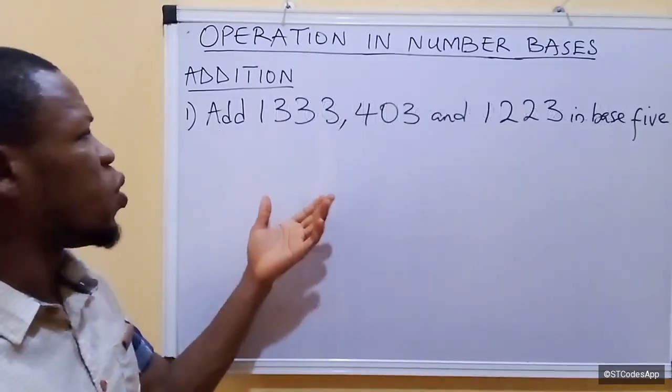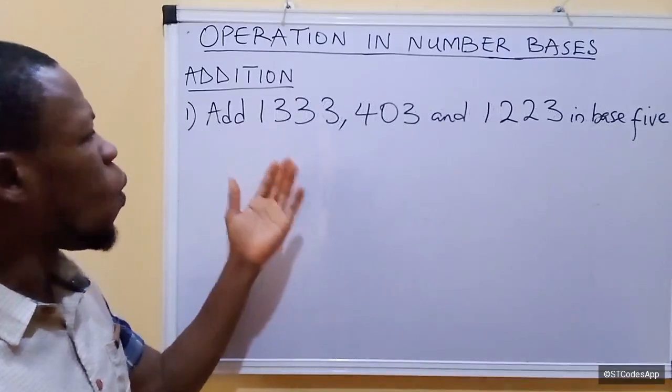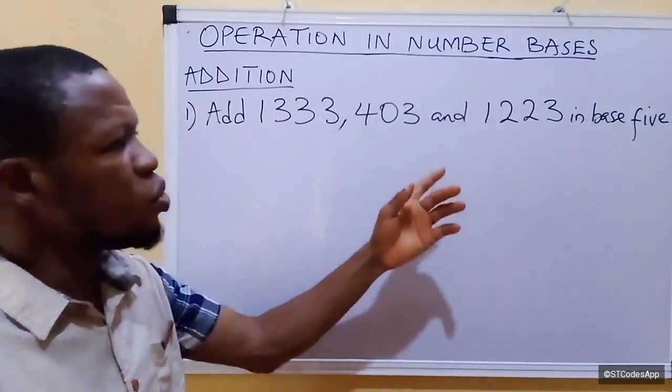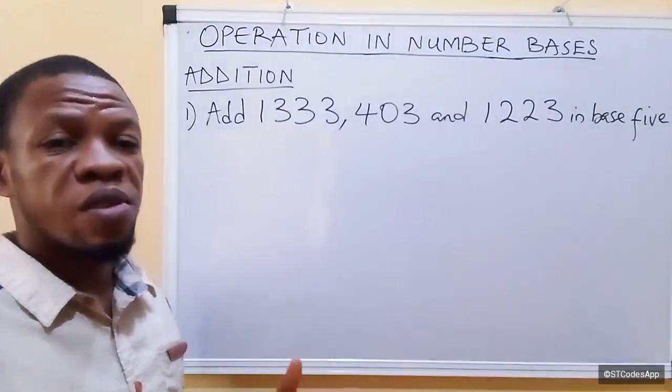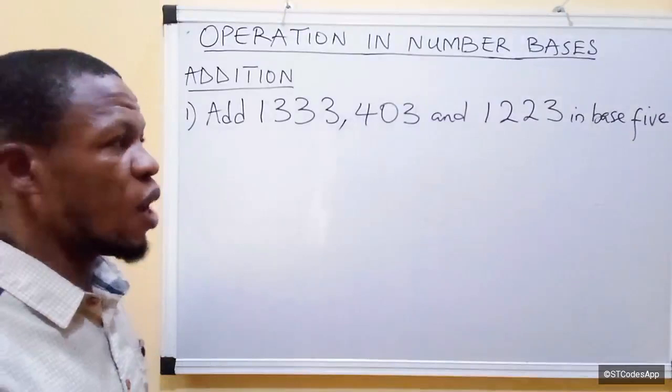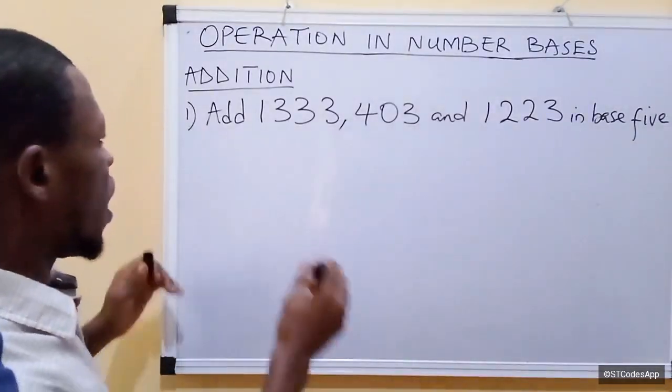In this second example, we have to add 1333, 403 and 1223, all in base 5. We're going to take the same approach we took in the first example. I want you to follow me closely.